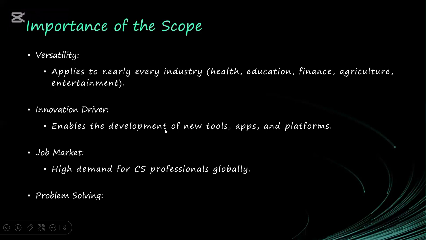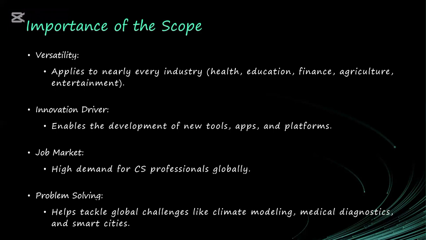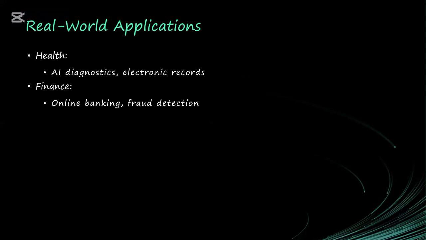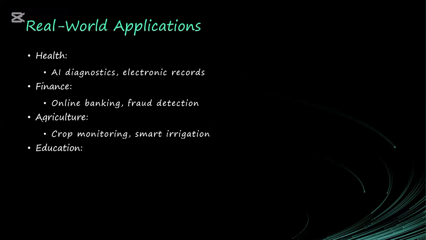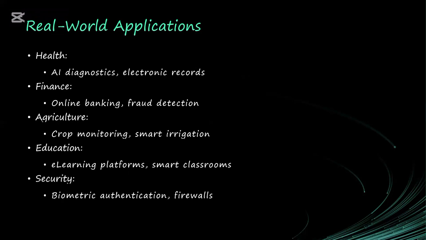So you also apply it in problem solving. We have already seen things like this. So this is very huge. Real world applications: health, AI diagnostics, electronic records; finance, online banking, fraud detection; agriculture, crop monitoring, smart irrigation; education, e-learning platforms. There is a lot. Security, and transportation, self-driving cars, GPS systems. These are the places you can apply computer science.